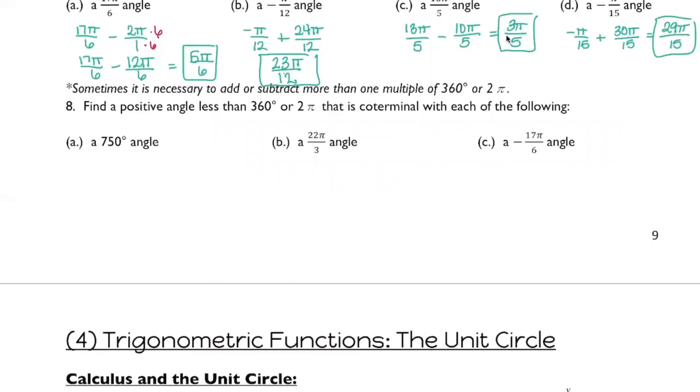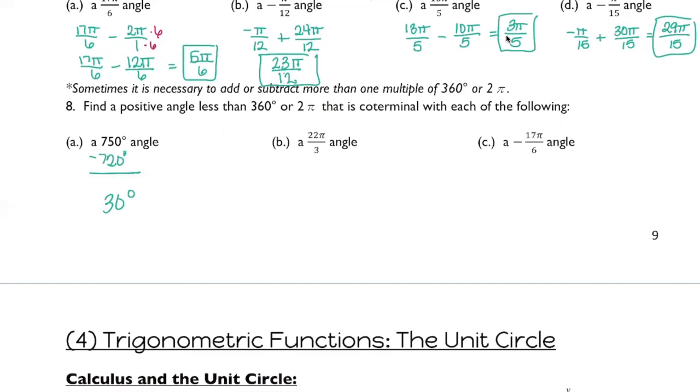So for A, we're trying to find a positive angle less than 360 or 2 pi that is coterminal with each of the following. So you can think this through. For part A, we have 750 degrees. If I subtract 360, you can put that in your calculator, 750 minus 360 is equal to 390. So that's still too big. So then you need to subtract another 360, which means we've ended up subtracting a total of 720 degrees. So we get 30 degrees as our coterminal angle.